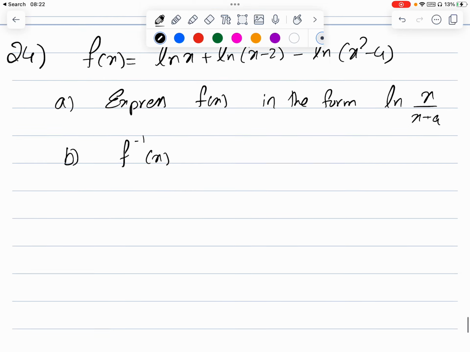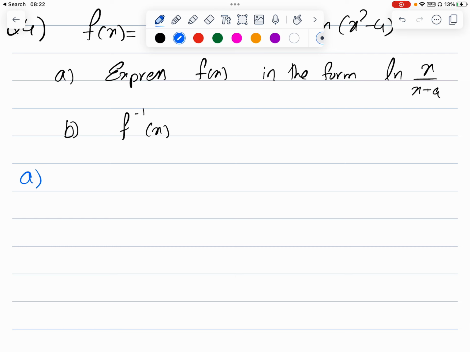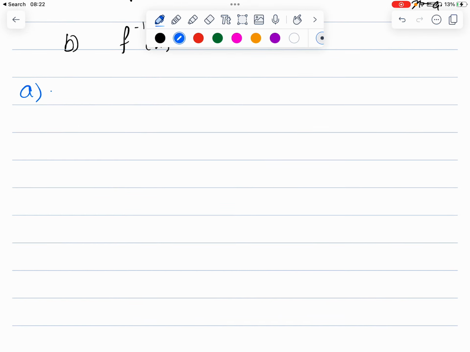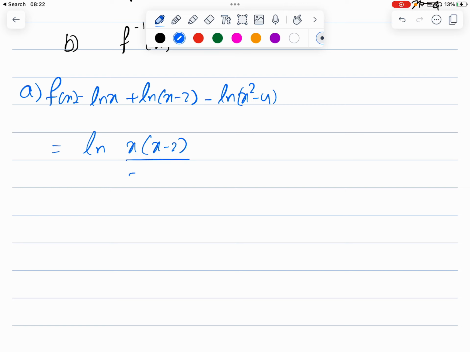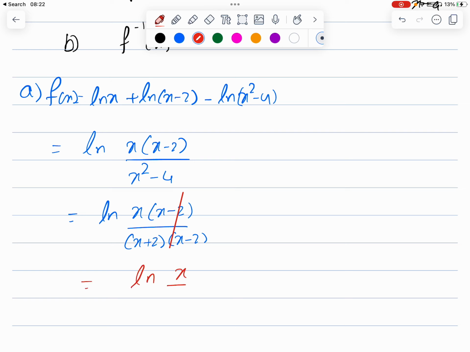So first, part A. F of x equals ln x plus ln of x minus 2 minus ln of x square minus 4. So addition of logs becomes multiplication and subtraction becomes division. X times x minus 2 divided by x square minus 4. So x square minus 4 can be written as x plus 2 times x minus 2. X minus 2 and x minus 2 cancel. So what does that become? Ln of x upon x plus 2.